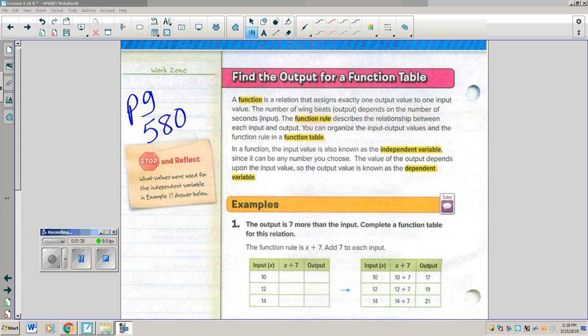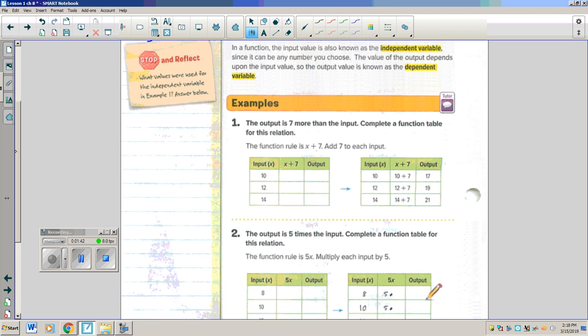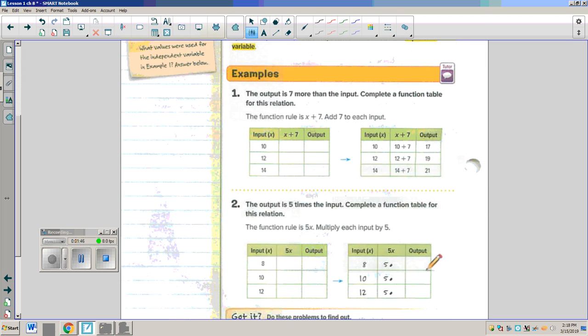Open your textbook to page 580. I'm going to go through some examples on what this lesson is going to look like. So if you look at number 1, I realize the answer is right there. The output is 7 more than the input. Here's the expression they wrote. The input is x. We don't know what that is. That's the variable. And it's going to be 7 more. Remember, more than means add.